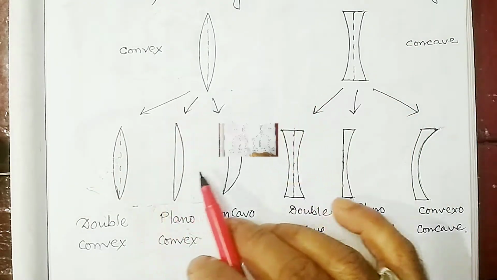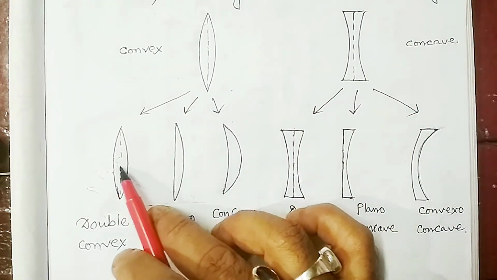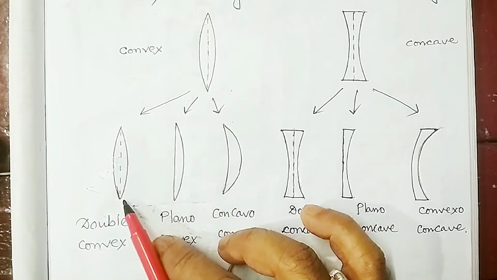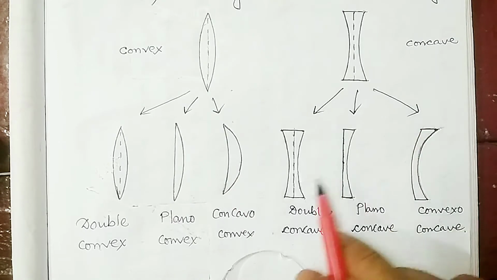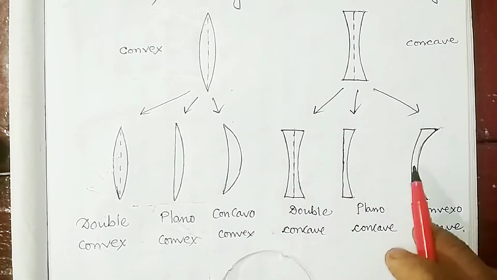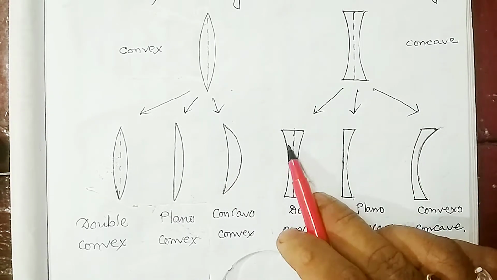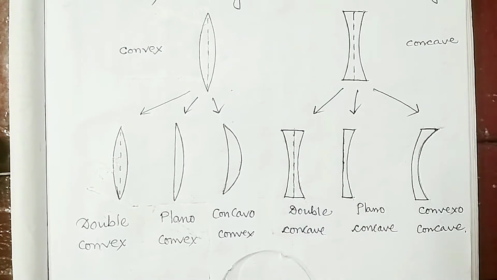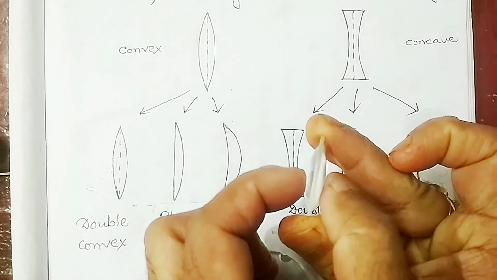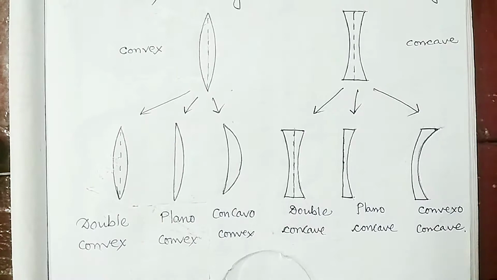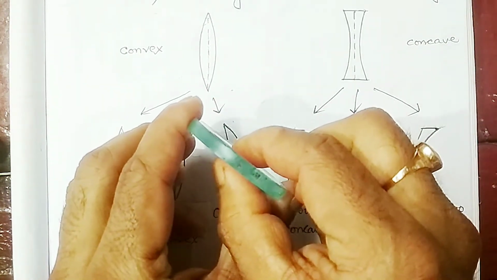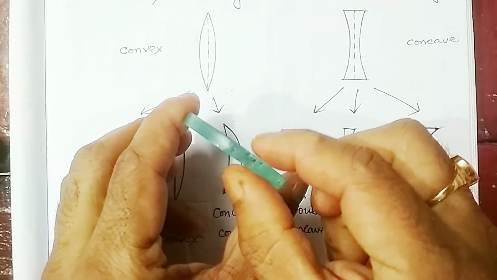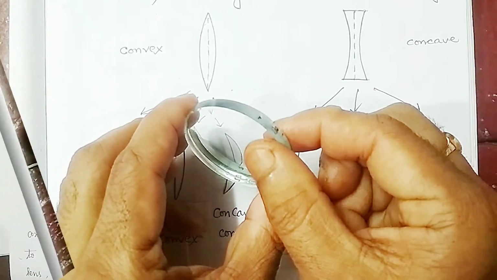Here if you notice, you will find that in all the cases, the central part is thicker as compared to the edges. Here also the central part is thicker. In case of a concave lens, you will find that the central part is thinner as compared to the boundaries. In case of a convex lens, the central part will always be thicker as compared to the boundaries, whereas in case of a concave lens, the central part is thinner. Boundaries are always thicker in case of a concave lens.